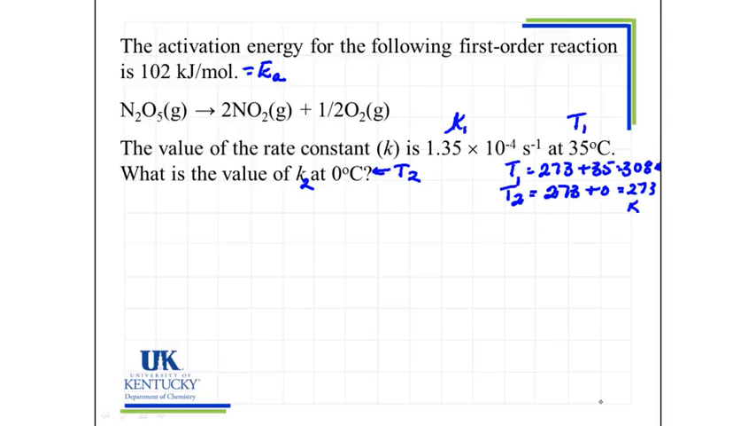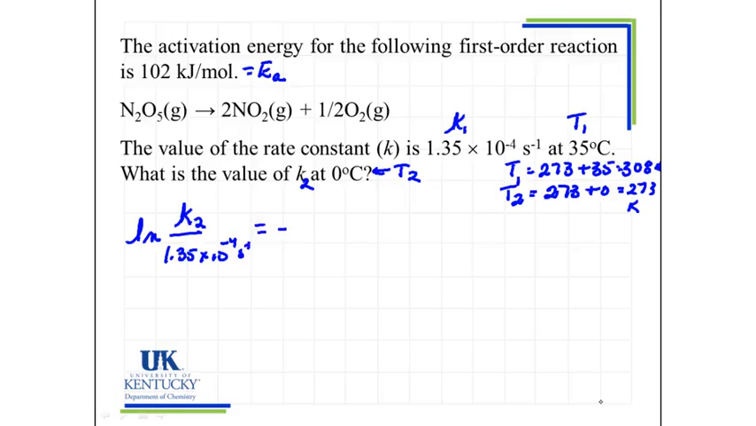Now we're ready to put everything we know into our Arrhenius equation. I'm going to call K2 what I don't know, and I like having it up on the top. It really doesn't matter which one you put on top and which on the bottom, as long as you're consistent that whatever K2 is, you put it in the spot where T2 needs to go. K1's value is 1.35 times 10 to the minus 4 seconds to the minus 1. And that is going to be equal to negative E sub A over R.